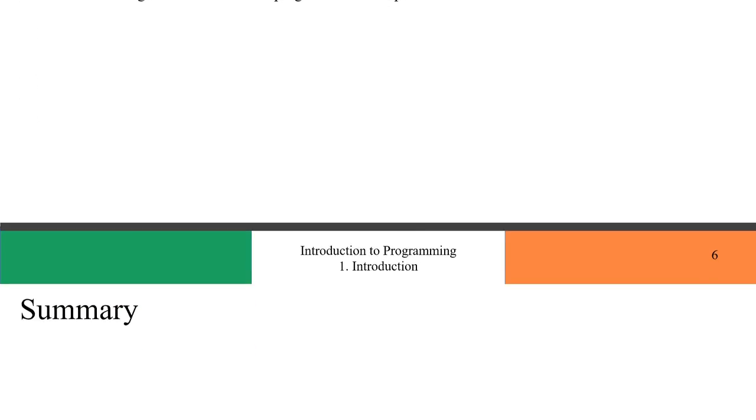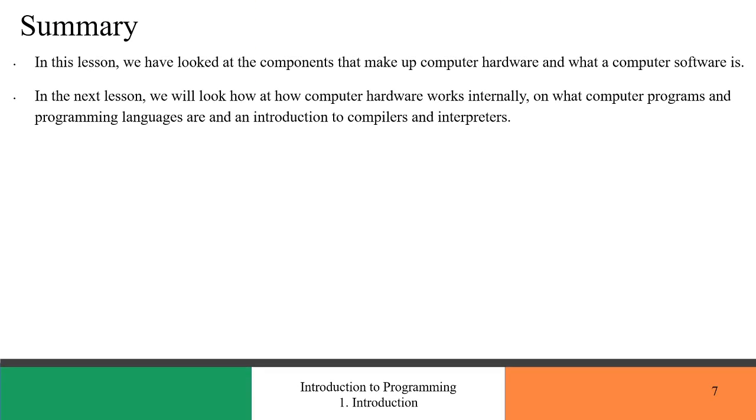To summarize, in this lesson, we have had a look at the different components that make up computer hardware, and what computer software is. As a part of the next lesson, we will look at how computer hardware works internally, how it handles data, and we will have an introduction to what computer programs and programming languages are. Further, we will also have a look at tools called compilers and interpreters and the need to use them.